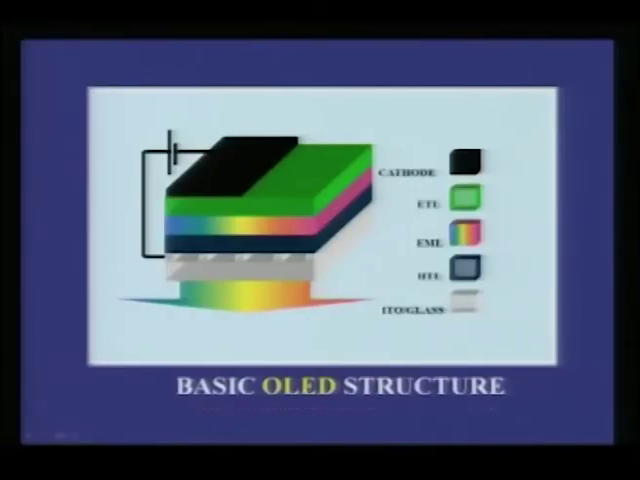So, this is typically the view diagram of a basic OLED structure, where you have a cathode on the top, and you have an anode at the bottom. Anode is preferably ITO, indium tin oxide, which is coated on glass. Therefore, it is a transparent anode.